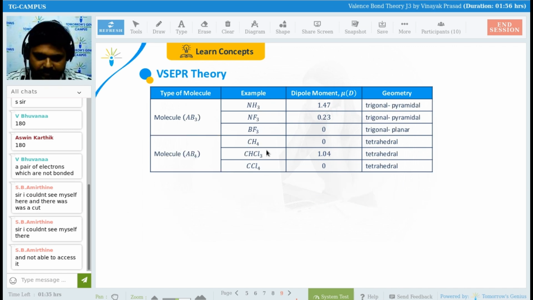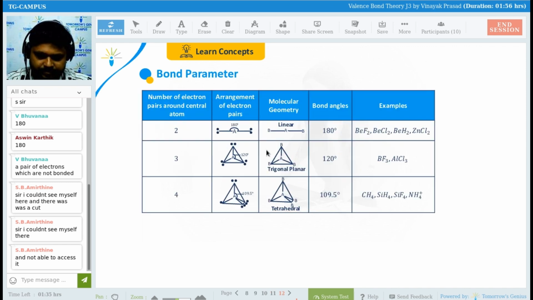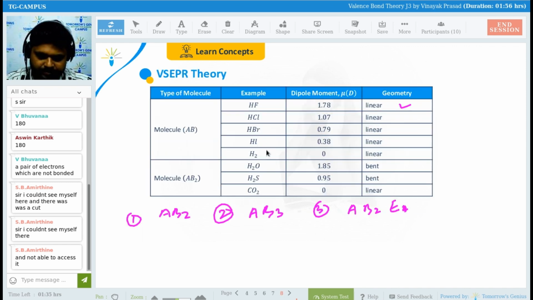Right? Getting my point, everyone? So now you will be asking, sir, what is this AB2 type? What is this AB3 type? What is this AB2E1 type? Yes. So can you please tell me that?